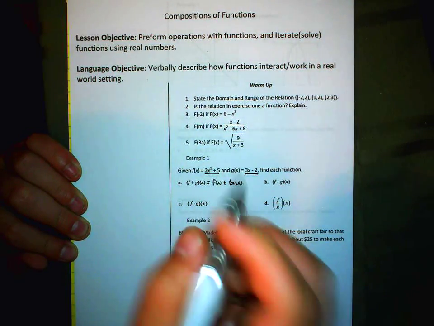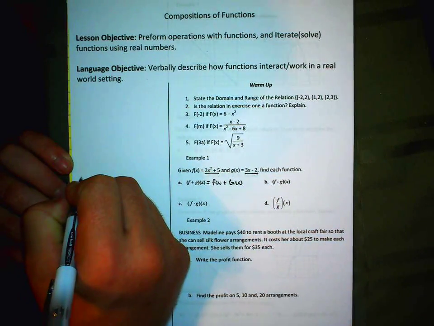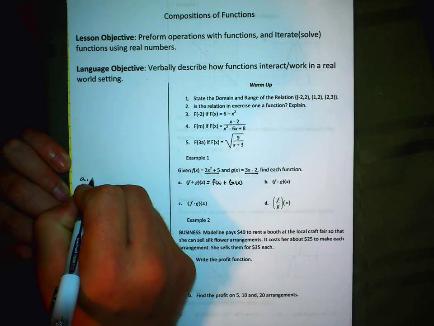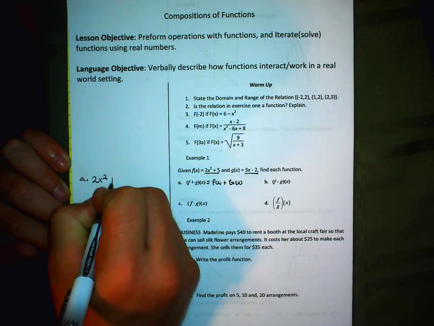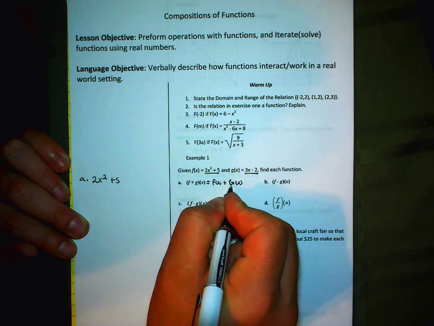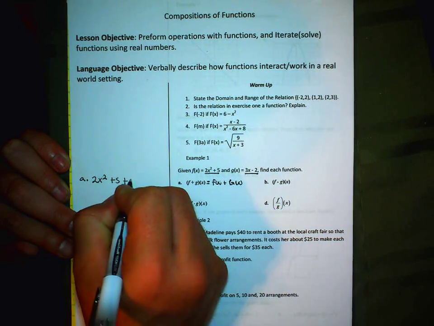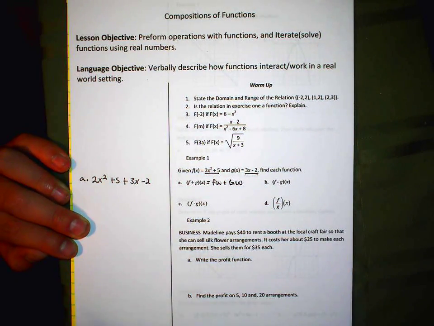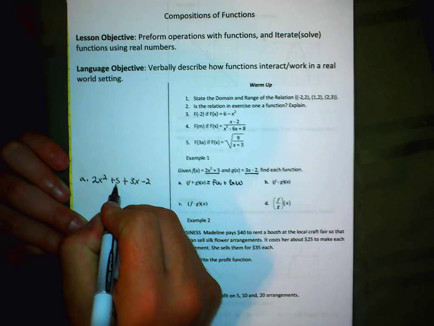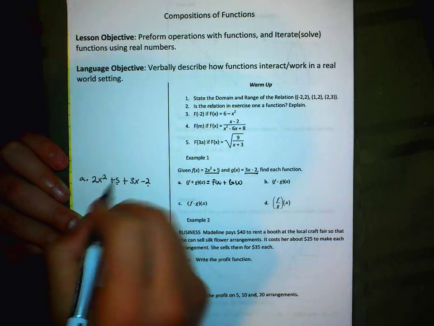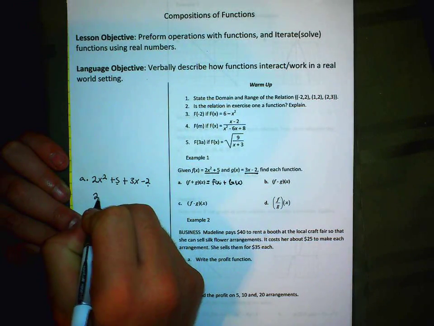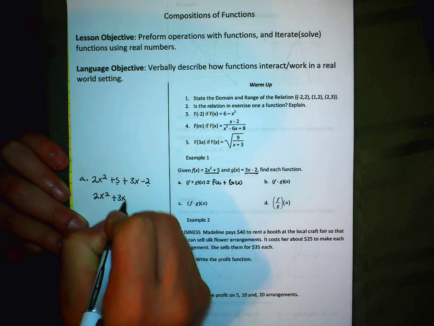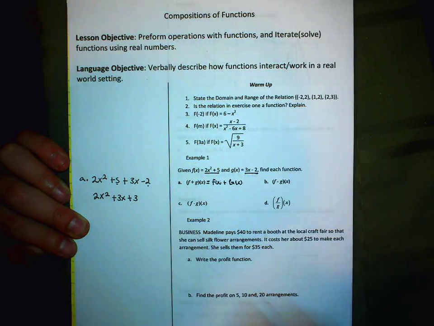So when we put those two things together, I've got my first function, 2x squared plus 5, plus 3x minus 2. That looks pretty easy, right? Combine like terms. The only like terms I have are 5 and negative 2. That's going to become 3. So I'm going to rewrite this for a final answer of 2x squared plus 3x plus 3.